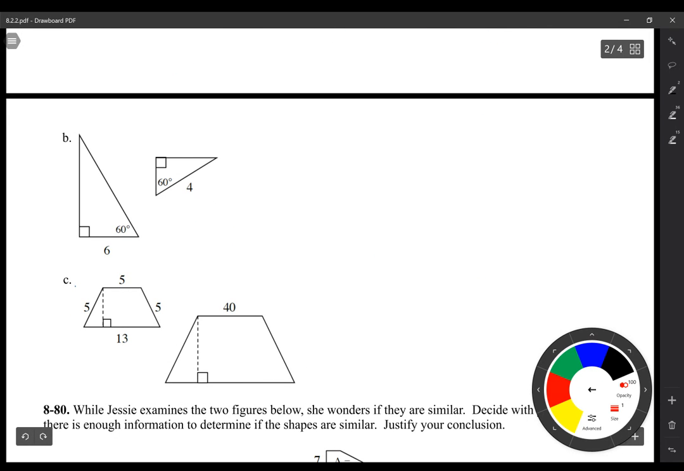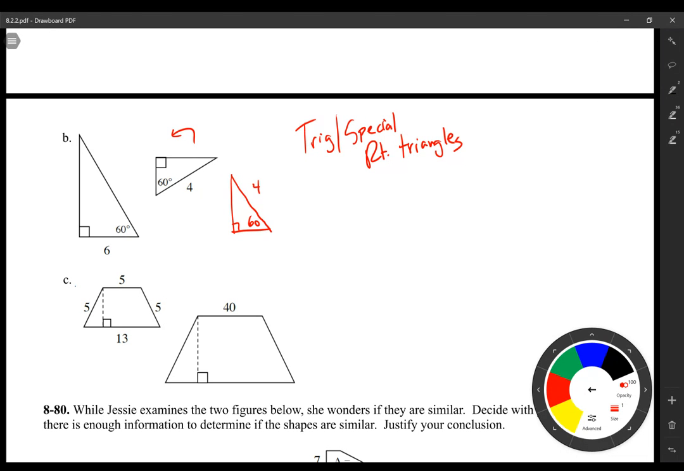Just a hint for part B, you have to rotate this triangle a little bit to make it look the same. So it's going to look something like this, and we've got 4 and 60 degrees. Since they're right triangles, we can use trig and special right triangles to find the area. So you also need to find all of the sides because we know that we have to find the perimeter as well.